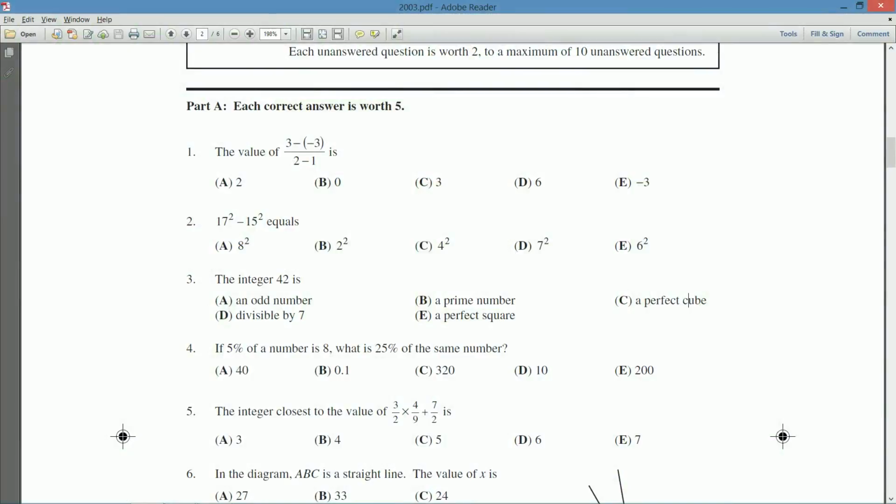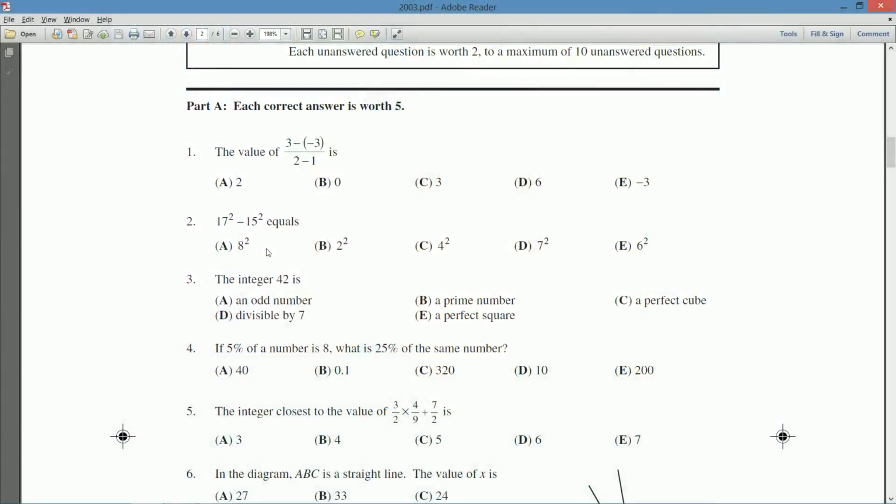Question 2 says 17 squared minus 15 squared equals... Now, there's a couple ways you can do this. If you are familiar with your Pythagorean triangles, just based on the fact that every answer here is squared, you might be aware of the 8, 15, 17 Pythagorean triangle, and so you would immediately jump to the answer of A. Or if you could calculate this in your head, you would eventually work out what these numbers are. Or, of course, you can always grab your calculator because calculators are permitted. So you can certainly do that, or we can work it out on paper, which is what we're going to do.